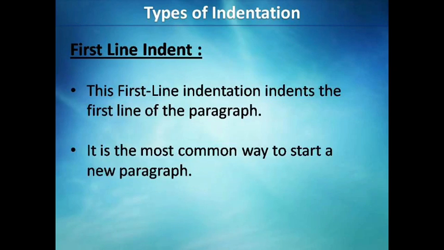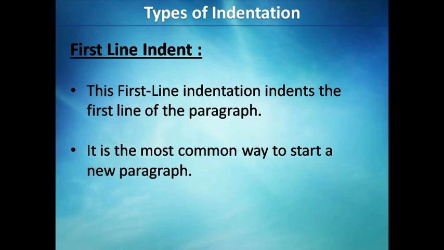Third type of indent is first line indent. The first line indentation indents the first line of the paragraph instead of indenting the entire paragraph. We have already discussed first line indent in the beginning of this topic. For that, we just move the insertion point to the beginning of the paragraph, that is the first line, and simply by pressing the tab key, the first line of the paragraph will be indented by half inch.